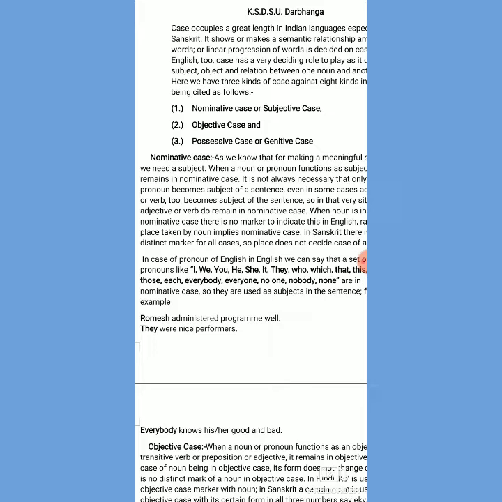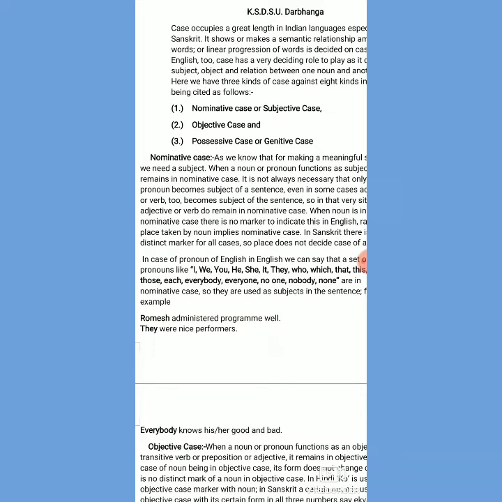Second point is that in English, when we are using a noun as a subject, it is only by placement that we can say whether that noun is the subject or the object of the sentence, because there is no distinct marker of a noun as nominative case or objective case. In the sentence "Ram runs," Ram is the subject because it takes the place of the subject. But in "I teach Ram," it is the same Ram, but it is functioning as an object, it takes the place of an object. So in the word Ram, there is no marker whether that Ram is used as a subject or as an object of the sentence.